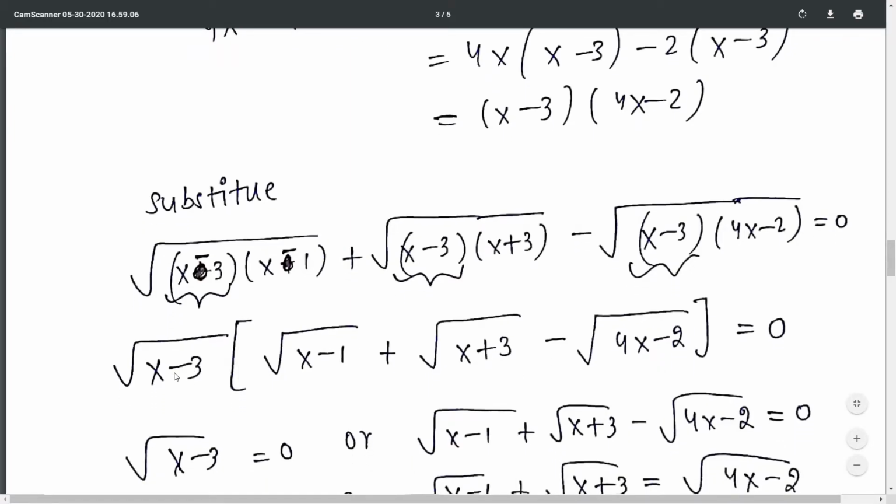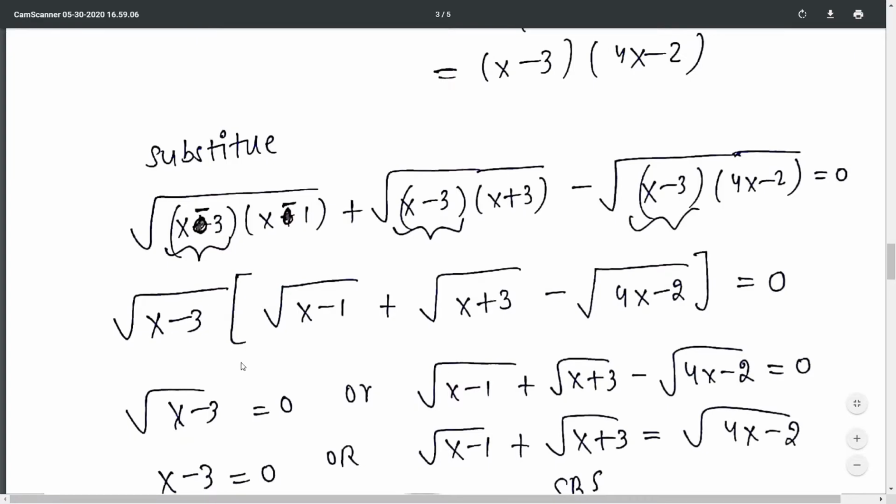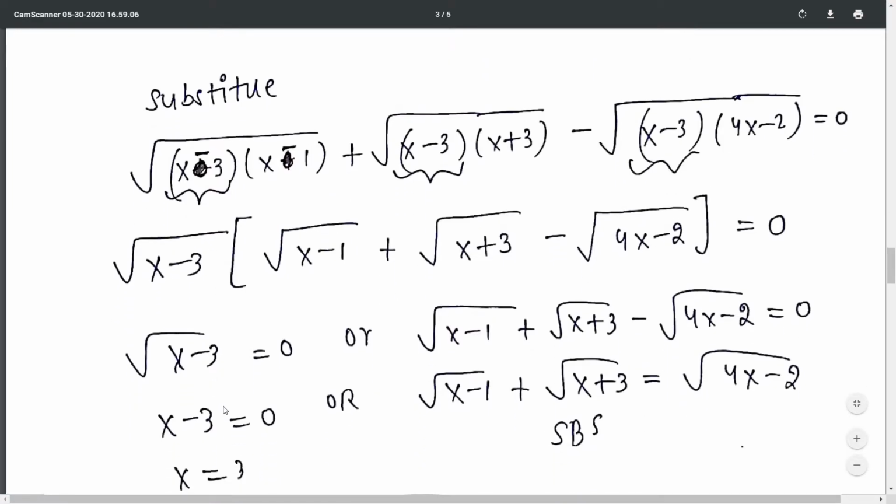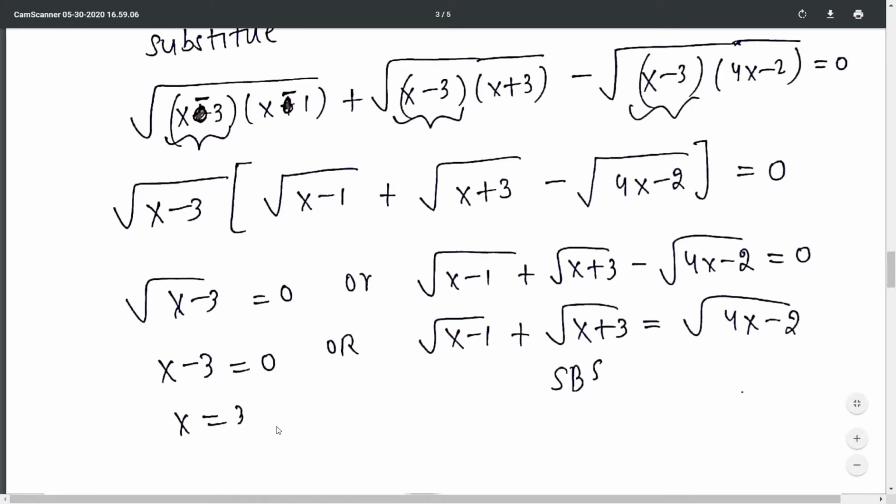So this is a product of two quantities. This is one number, assume, and this is another number. So either this will be 0 or this will be 0, or both of them will be 0. Suppose this is 0. So root x minus 3 is 0, so x equal to 3 will be the solution, right?